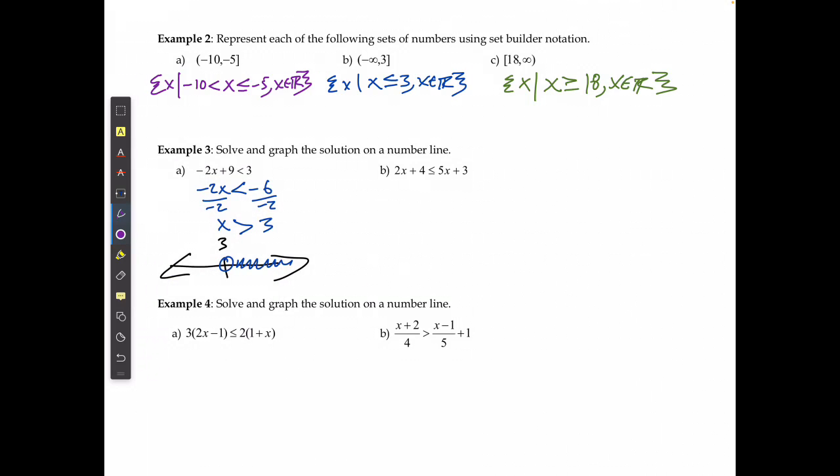For the second one, I'm going to move the x's to the left, so I'm going to subtract 5x from both sides and say that negative 3x is less than or equal to, I'm going to subtract 4 from both sides, negative 1. And when I divide both sides by negative 3, I've got to remember to change the direction of the signs again. X is greater than or equal to 1 over 3. And I get my point of 1 over 3. And I'm going to make sure I fill in that circle to show the equals to, and then shade it to the right.